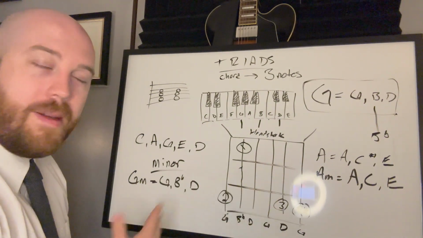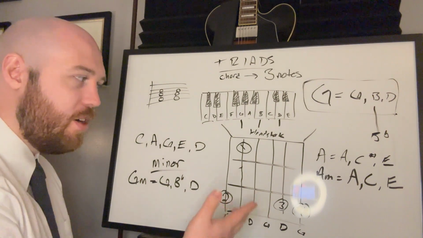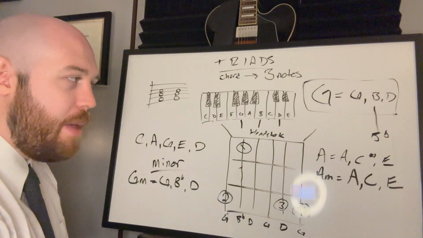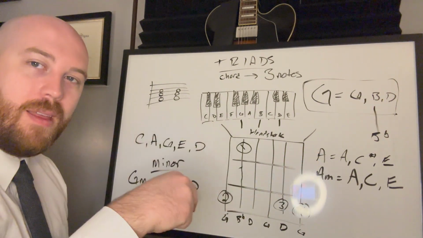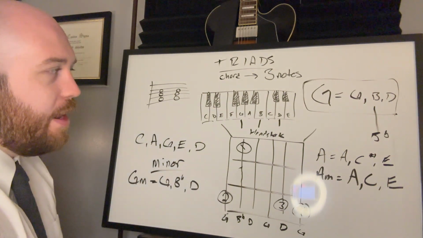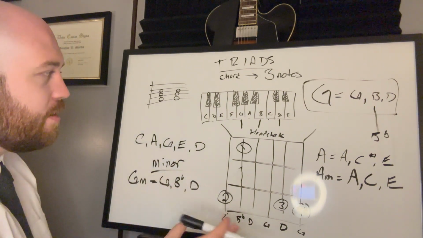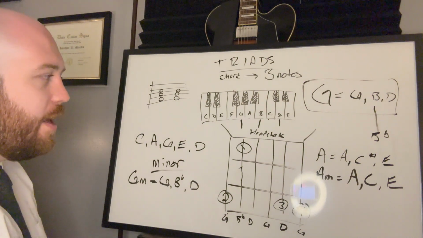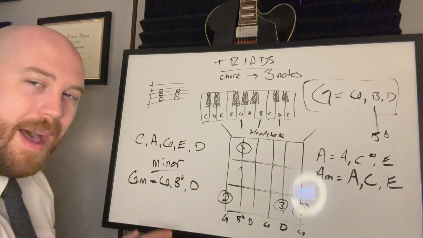Or maybe you don't know. Maybe it's the other way. Maybe you know A major, but you don't know how to play A minor. Map it out, find the C sharp, and lower it 1 fret. All right. Now that's the beauty of the guitar. I know it's complicated at the beginning, but you have so many options at your fingertips.